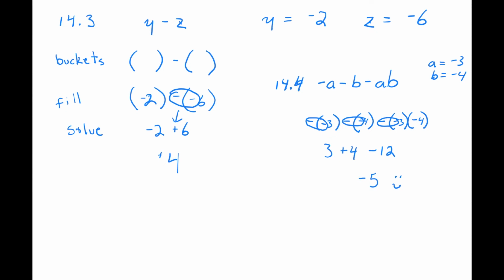So let's do another one. Let's see if we can see that again. Let's do 14.5. All right, and we have another situation like that. We have negative x minus a negative a plus b. Okay, and x is equal to 2. A is negative 4. And b is negative 6.